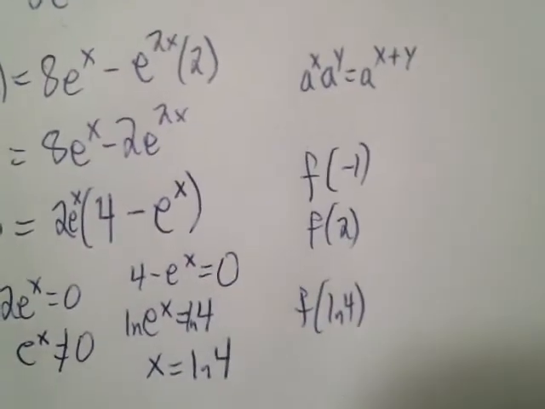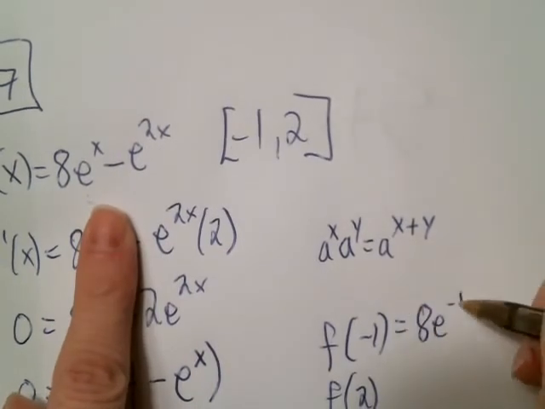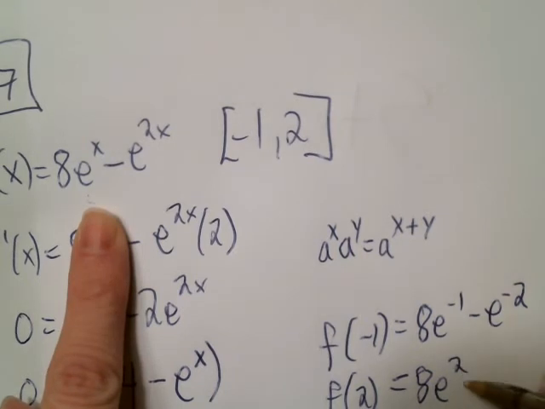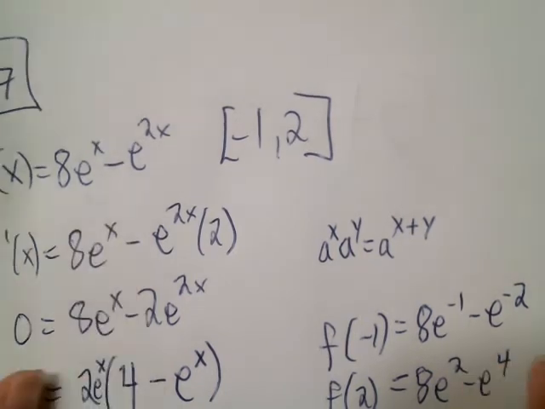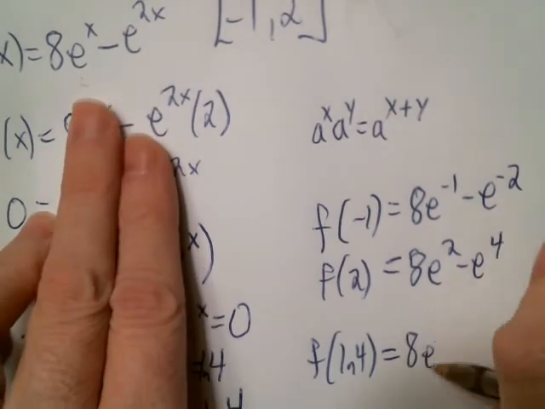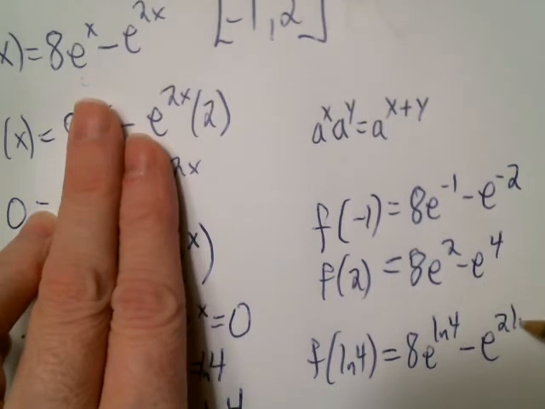Okay, so plug in -1 into here. That'll be 8e to the -1 minus e to the -2. Plug in 2, I get 8e to the 2 minus e to the 4th. Plug in ln 4, maybe this is a little harder, but it's 8e to the ln of 4 minus e to the 2 ln 4.